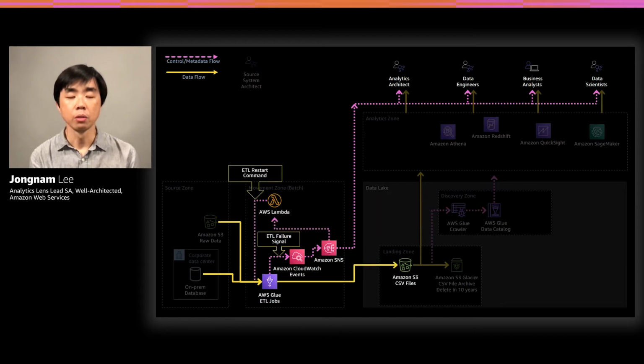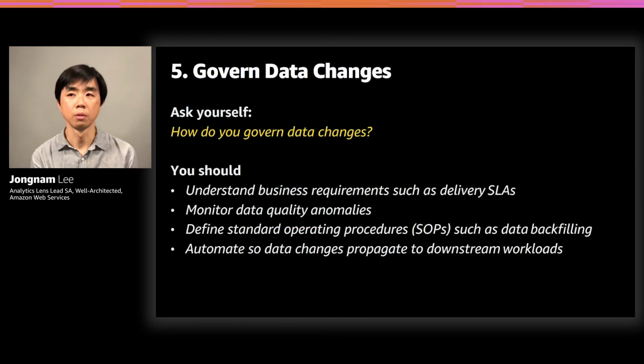Finally, you will also want to automate the recovery. In this case, you will subscribe to that SNS topic using AWS Lambda. You will create a brand new script using Lambda code, and then that Lambda function will restart the ETL command based upon your business requirement. That's what design principle number 4 means.